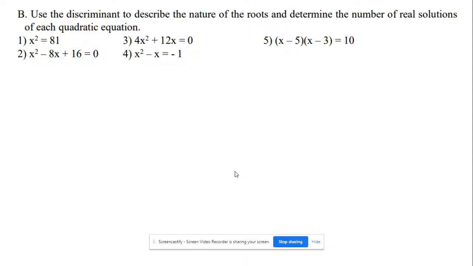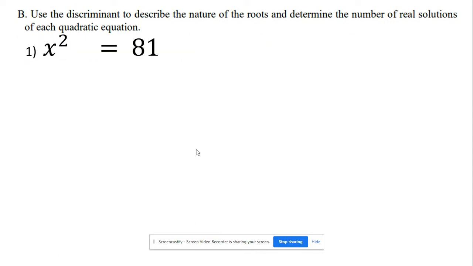For week 2, try this B. We are asked to use the discriminant to describe the nature of the roots and determine the number of real solutions of each quadratic equation. Our first item is x squared is equal to 81.